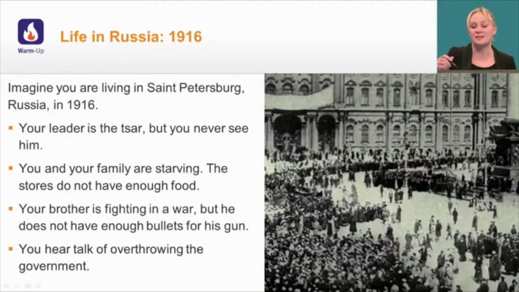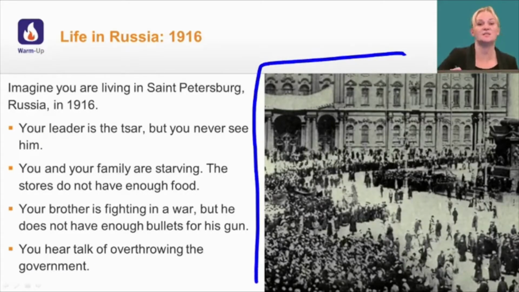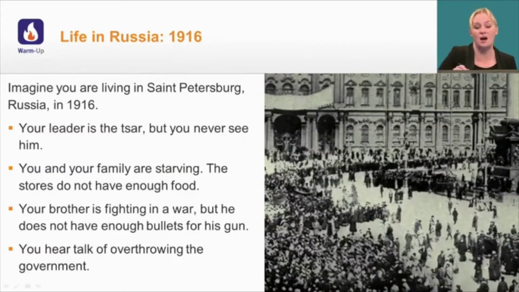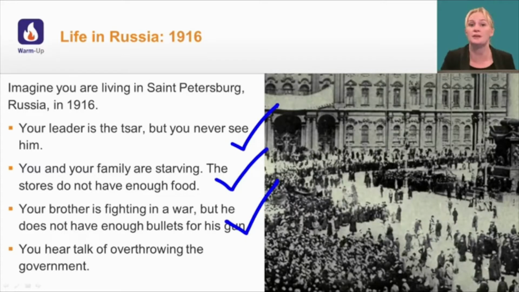Let's start out by taking a look at this photograph. You can see the Tsar's palace in the background, and down here you see all of these people lined up trying to talk to him. Let's take a look at what life was like in Russia in 1916. Your leader is the Tsar, but you never see him. You and your family are starving, you're hungry, and the stores don't have enough food to feed all of you. Your brother is fighting in a war, but he doesn't have enough bullets for his gun, and you know that he's constantly in danger. And finally, you hear talk about overthrowing the government, and suddenly this doesn't seem like such a bad idea.